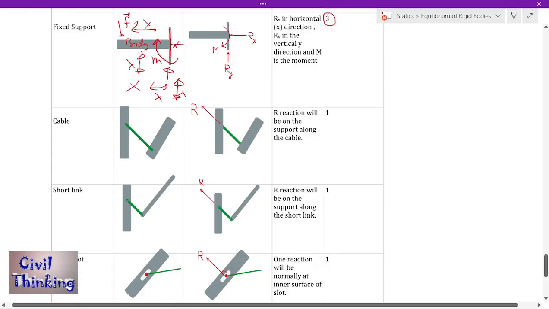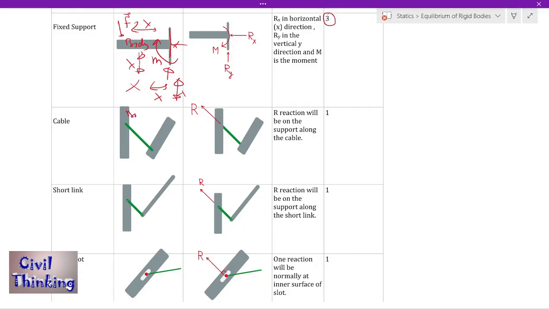Similarly, now this is not a support, this is a connection, because it is connecting these two bodies. This is body 1, and this is body 2. Now this is connecting them. When you apply a force here, in any direction, the reaction is always parallel to the cable. Remember, this green is a cable, and the reaction is always parallel to it.